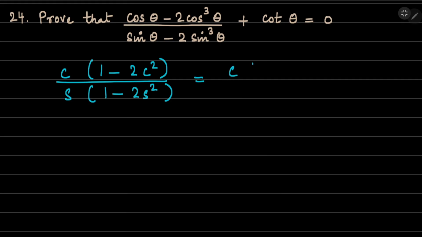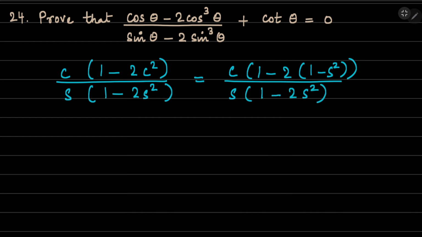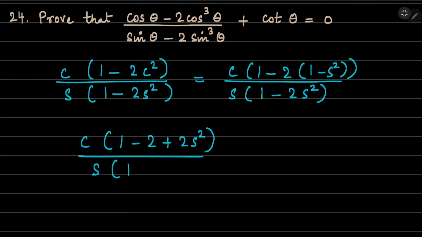So cos over sine, so you have 1 minus 2 cos square, I can write it as 1 minus sine square, divided by sine theta, take it out now, so 1 minus 2 sine square. So here you have cos multiplied by 1 minus 2 plus 2 sine square, whole divided by sine theta multiplied by 1 minus 2 sine square.